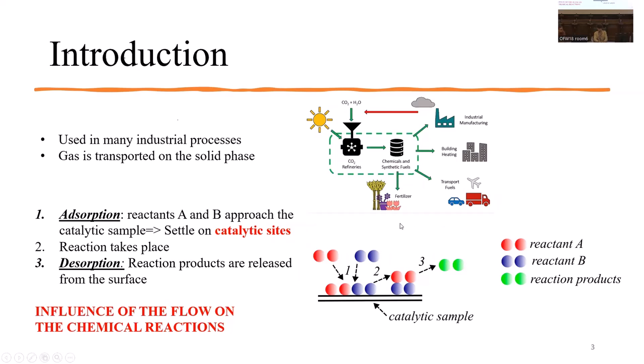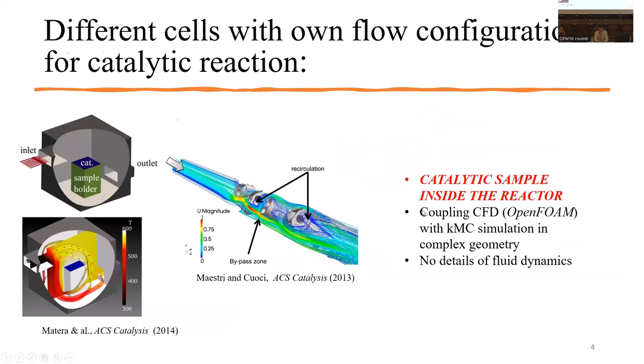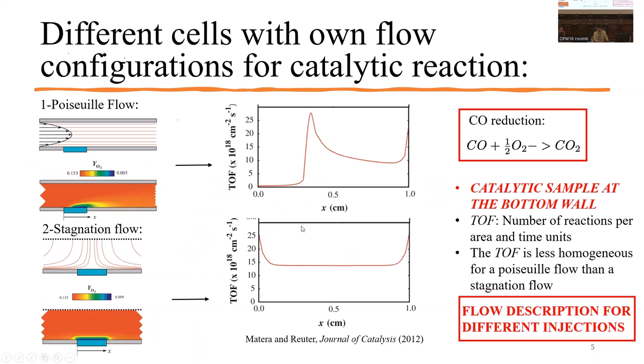So the transport of reactants will have an impact on the reactor efficiency. And this transport has already been studied by different numerical works. For example, the numerical work of Maestri and Rossi, where they coupled the CFD simulations of OpenFOAM with a kinetic Monte Carlo model to describe the chemistry on the sample. So they studied a tubular reactor with a catalytic bed ring inside it. And another configuration has been studied by Matera and Rotor, where the catalytic sample is built in the reactor wall.